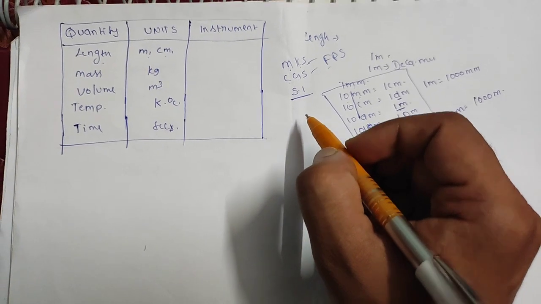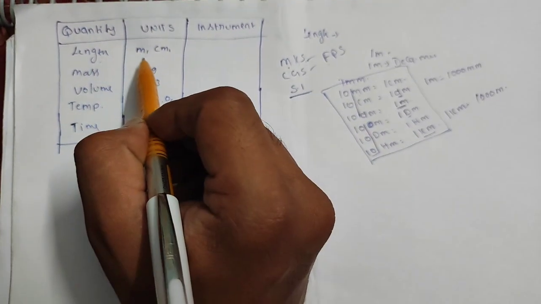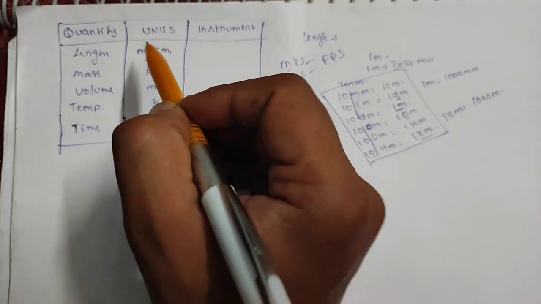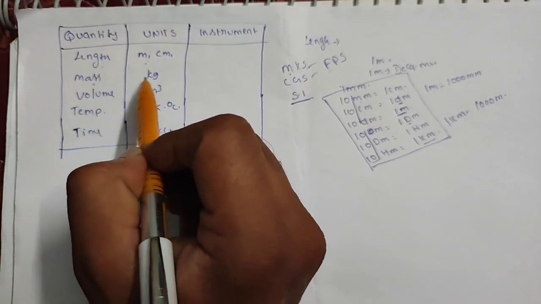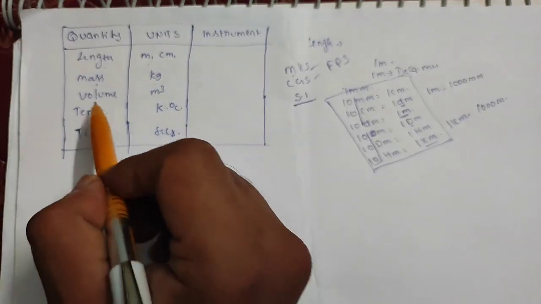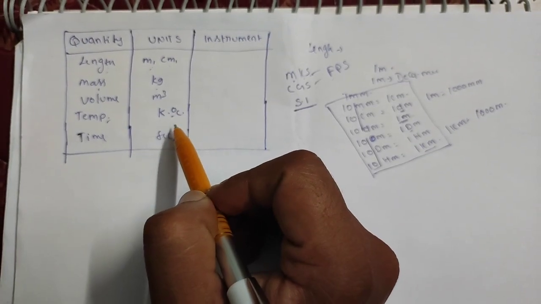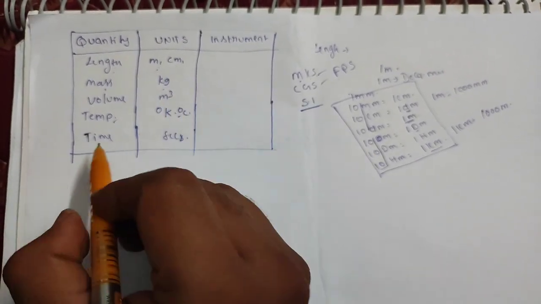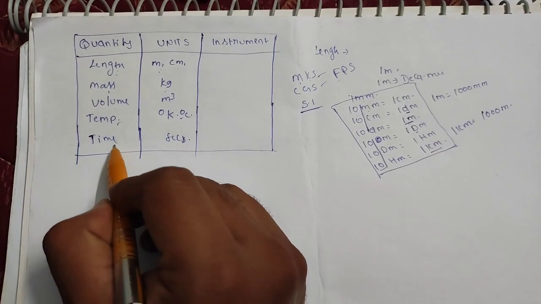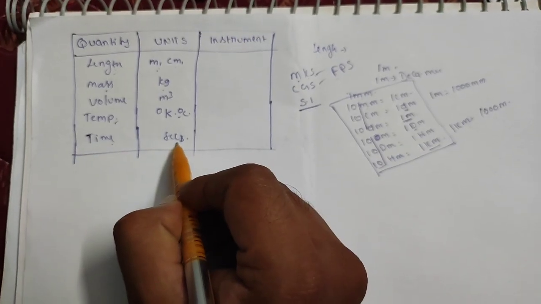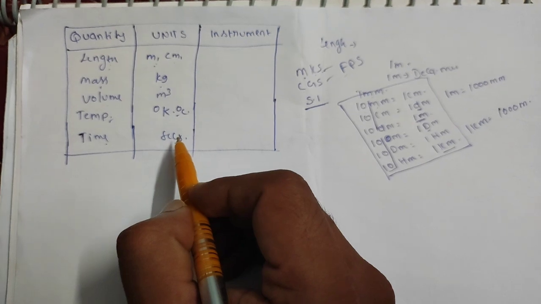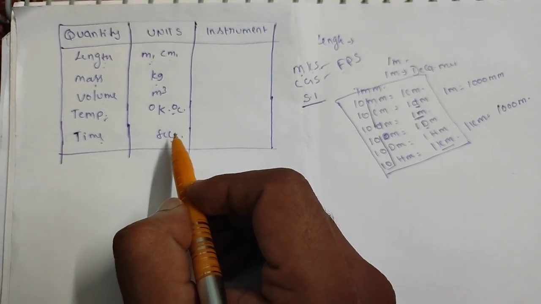According to the standard international system, for length the unit is meters. For mass it is kgs. For volume, meter cube. For temperature, degree Kelvin, not degree centigrade, we are using only degree Kelvin. And for time we are using seconds. So let's see what instruments we are going to use to measure all these things.